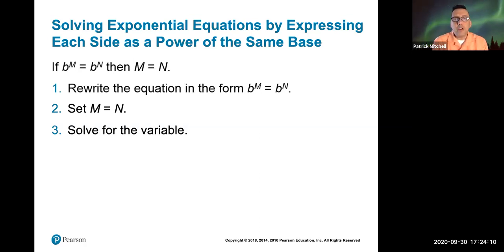All right, so to use this property, you first rewrite your equation in the form b to the m equals b to the n, and then set m equal to n, and finally solve the equation. m equals n will probably be linear. Could be quadratic, but it'll be some kind of equation that you already know how to solve.